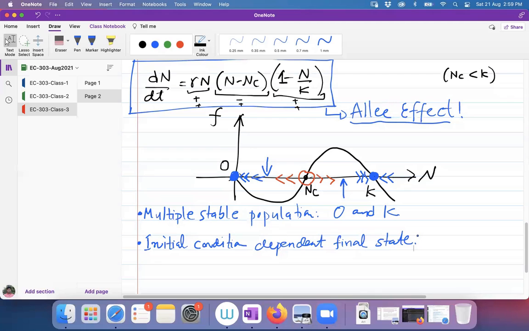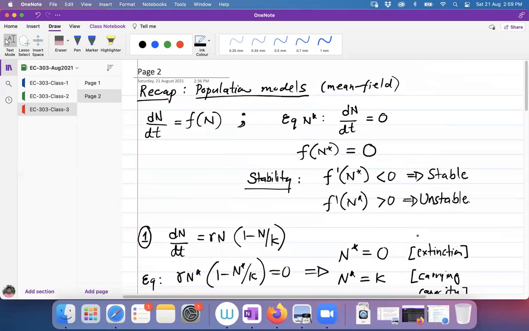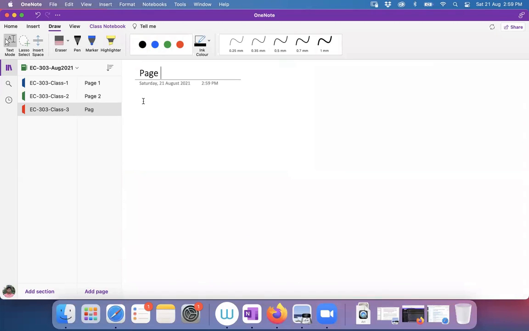So both the logistic model and the Allee effect model are mean field deterministic models. In fact, I should go back to this and say I'm looking at mean field deterministic models. Okay, so we have studied those so far. Let's now see how we can do better.